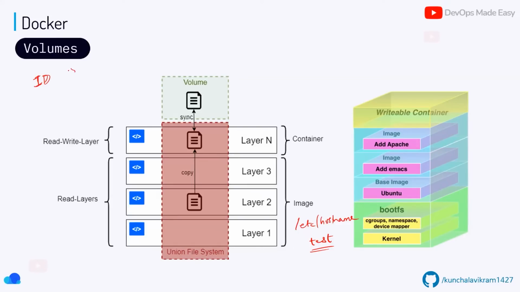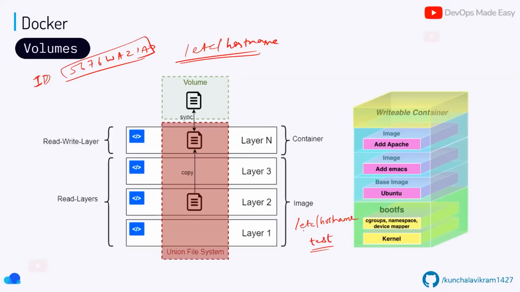Correct? Some alphanumeric ID, correct? Yes. Okay, so this is actually the host name. It has to be stored under this. But how will a container edit this file when this file is read only?